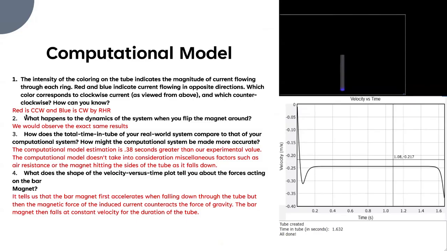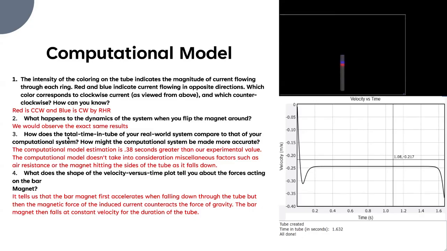So the red color represents a counterclockwise current flow, and blue represents a clockwise current flow. And we found this by using the right-hand rule. So what would happen when you flip the magnet around? We would observe the exact same results, just the colors would be flipped.